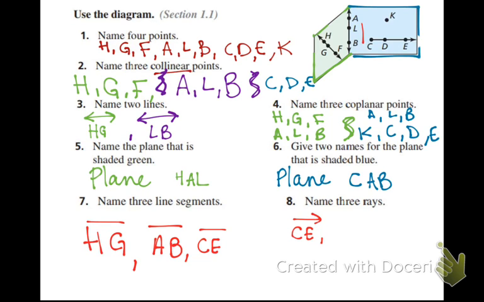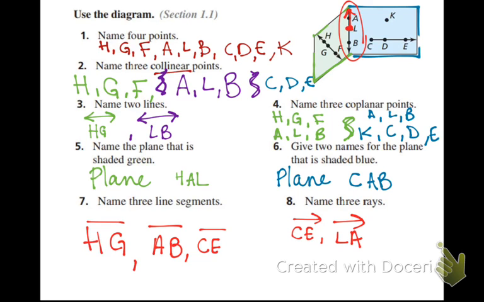Let's look at this line. We could make a ray anywhere we wanted. Choose an endpoint. Sure, L. So our endpoint is L, and which direction would you like to go towards? Up. So what is that letter? That's A. So LA, sure. That means starting at L and going towards A.